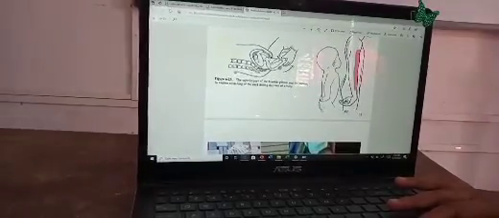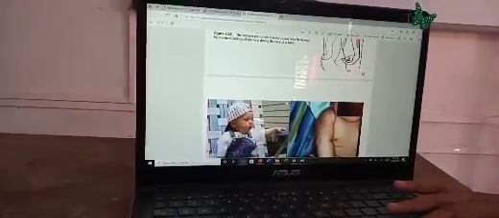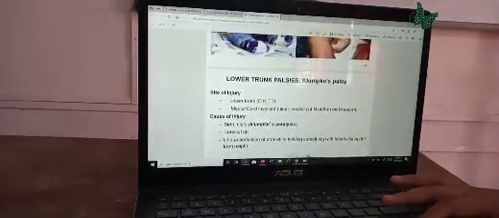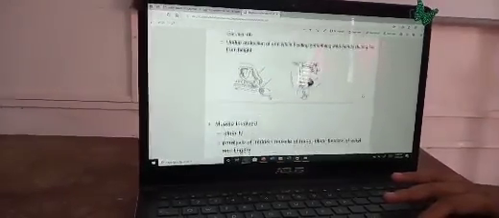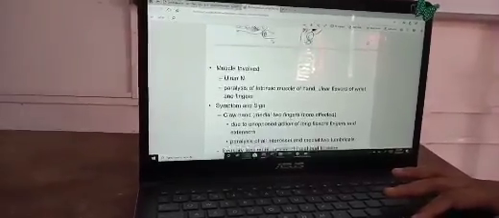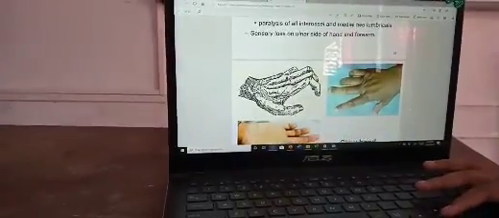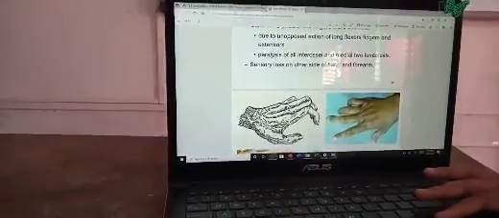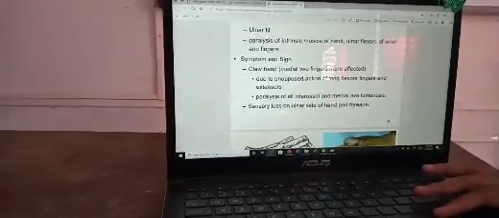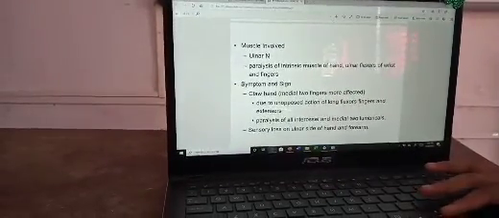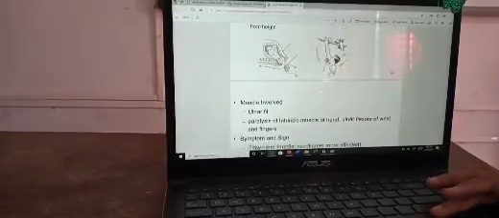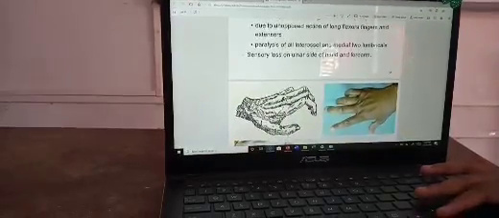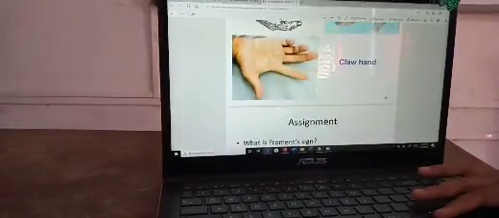Now we also have the cervical plexus. Claw hand we have all seen in our leprosy patients, and here the explanation for the claw hand is given. Now all these are a result of damage at any level of the brachial plexus.